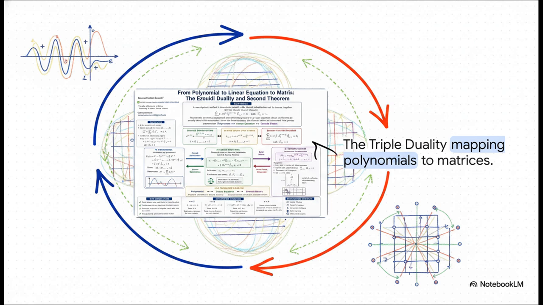But looking at this schematic, we finally have a continuous, flowing loop. You start with an alternating sign polynomial on the left, hit it with the Ezouidi substitution to flatten it into a homogeneous linear equation in the middle, and boom, you build a highly structured Ezouidi matrix right there on the right. And since it's a duality, you can run the exact same process in reverse.